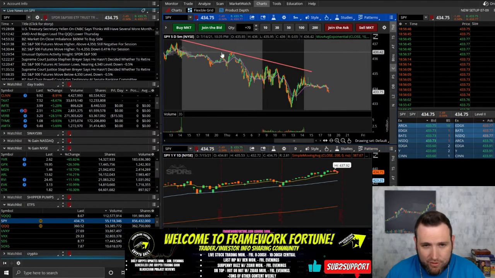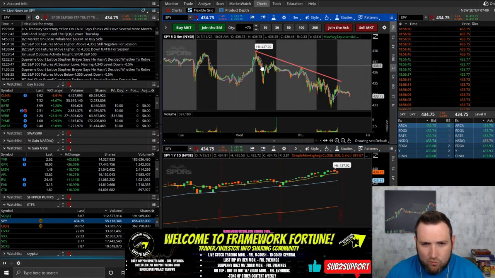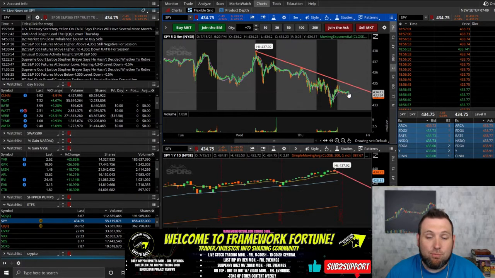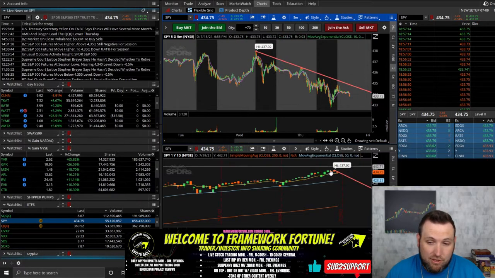So the downtrend is continuing from yesterday when the S&P, the SPY, started dropping off and is continuing to go down. It reached a low of 432 today. It did bounce back a little bit right before market close, but it's coming right back down again. Until the price gets back over this downtrend line, we are going to continue to go down.